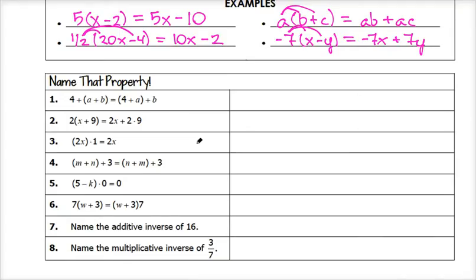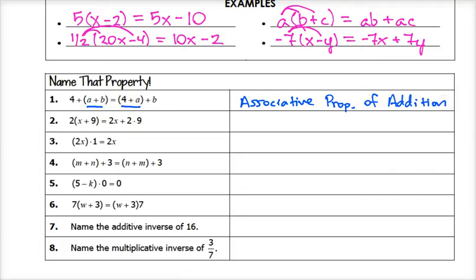Okay, so number 1, we have 4 plus the quantity a plus b equals the quantity 4 plus a plus b. Notice the order of the 4, a, and b is staying the same, okay, but what is changing is the groupings. Over here I have a plus b grouped, and over here I have 4 plus a, so that's an example of the associative property. And specifically, this is the associative property of addition, because there's addition involved. So this is the associative property of addition.